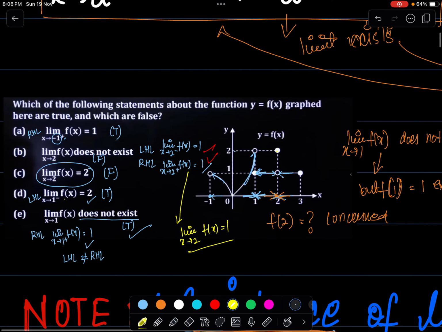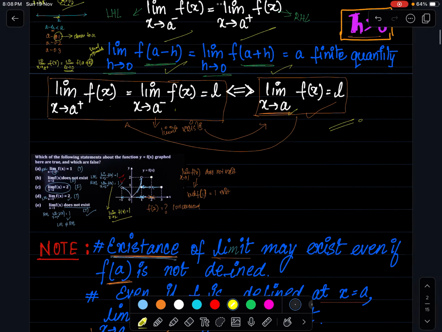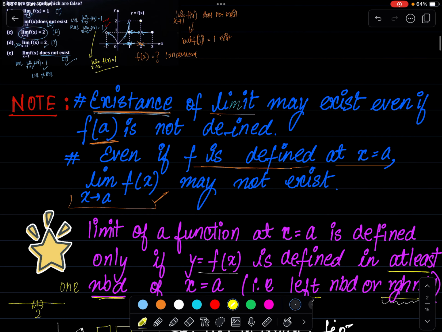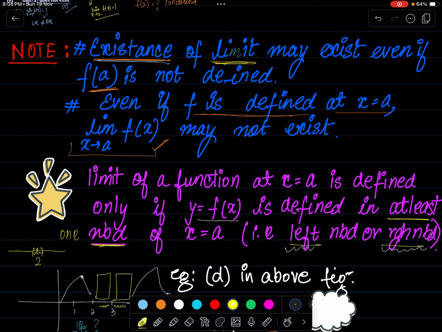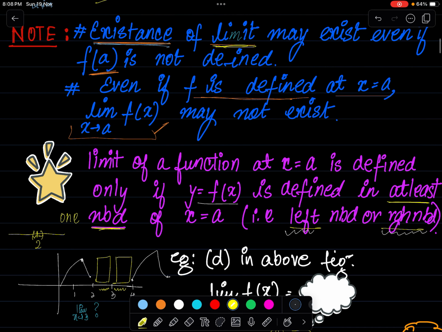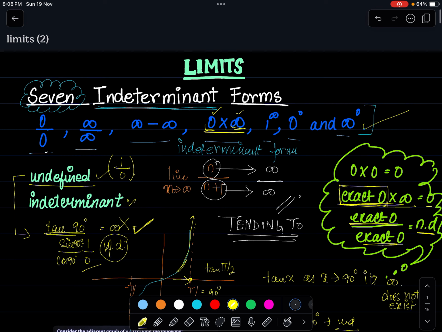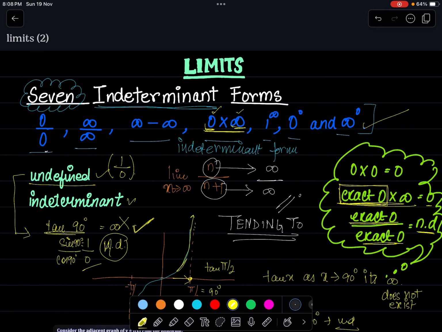Then we came across a true and false problem. Also, the most important thing that I would like you to remember from this session is that the existence of a limit does not depend on the value of the function at that point, and vice versa. Also, for finding a limit, the function should be defined in at least one of the neighborhoods of that point, either right or left. Okay, so I hope you got a better understanding of limits, and if you come across any problem based on graphs, you will be able to approach it.